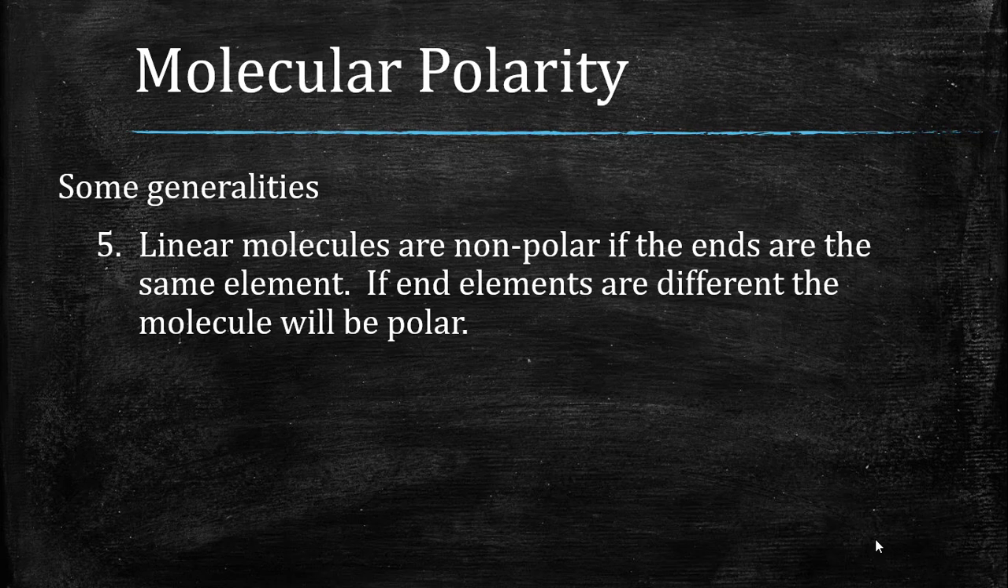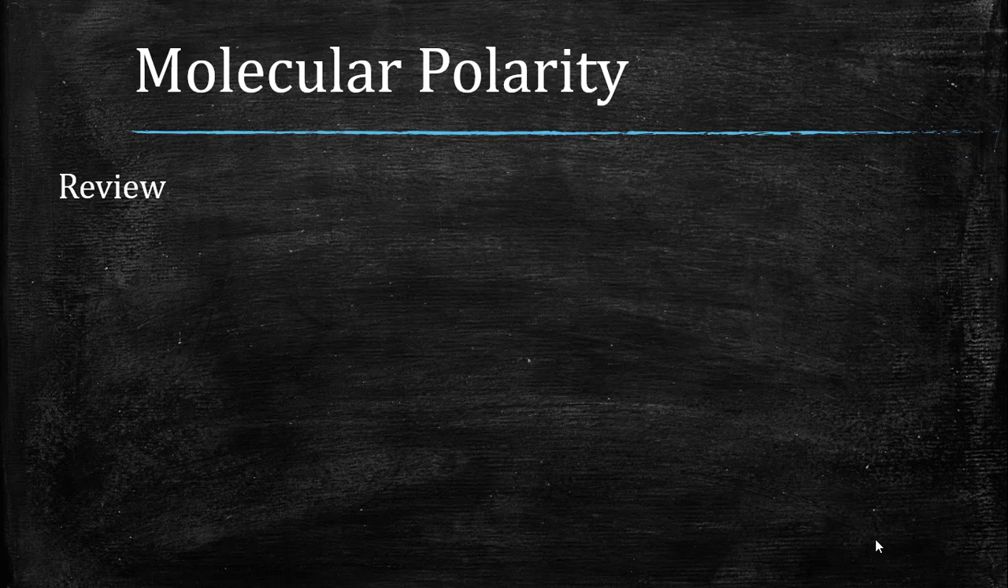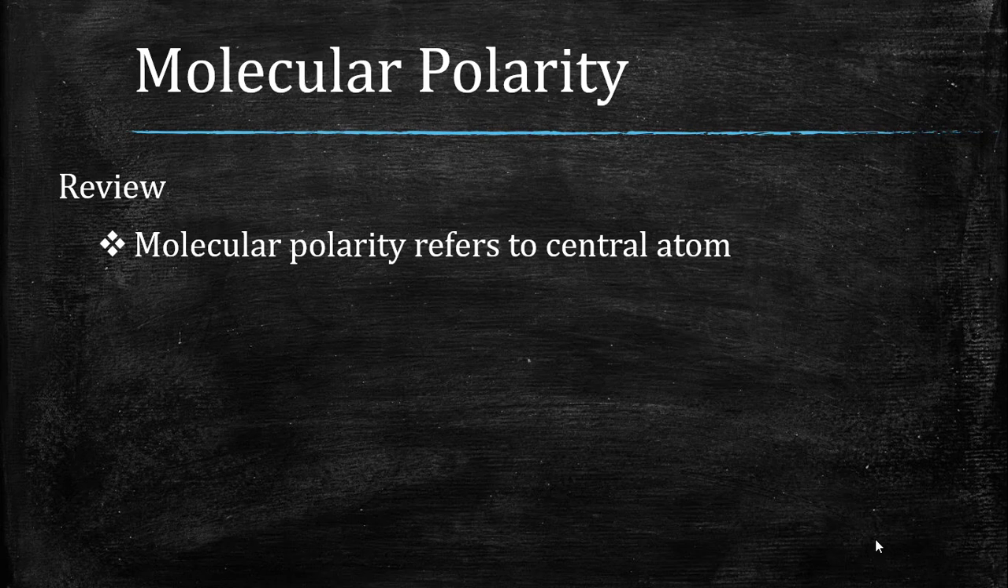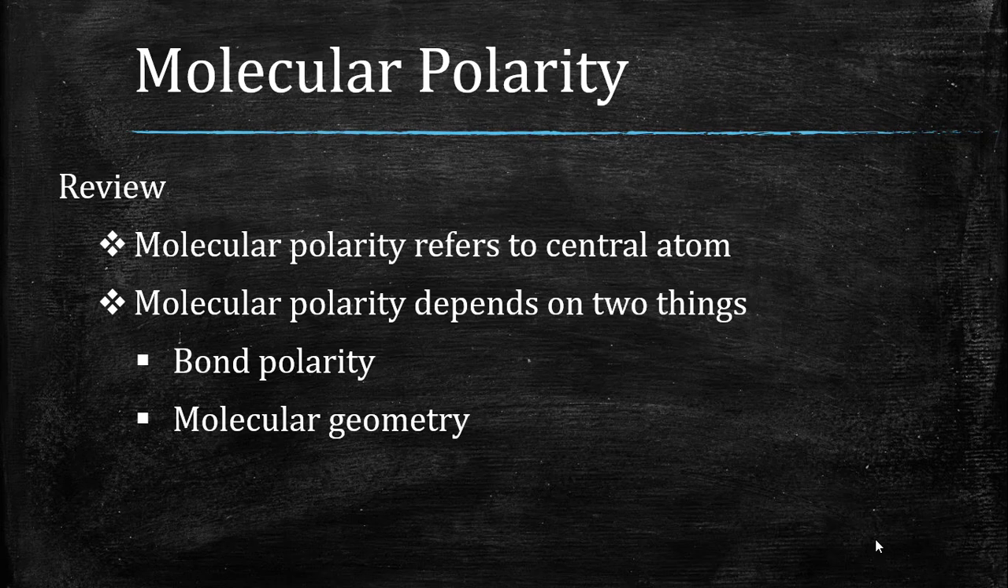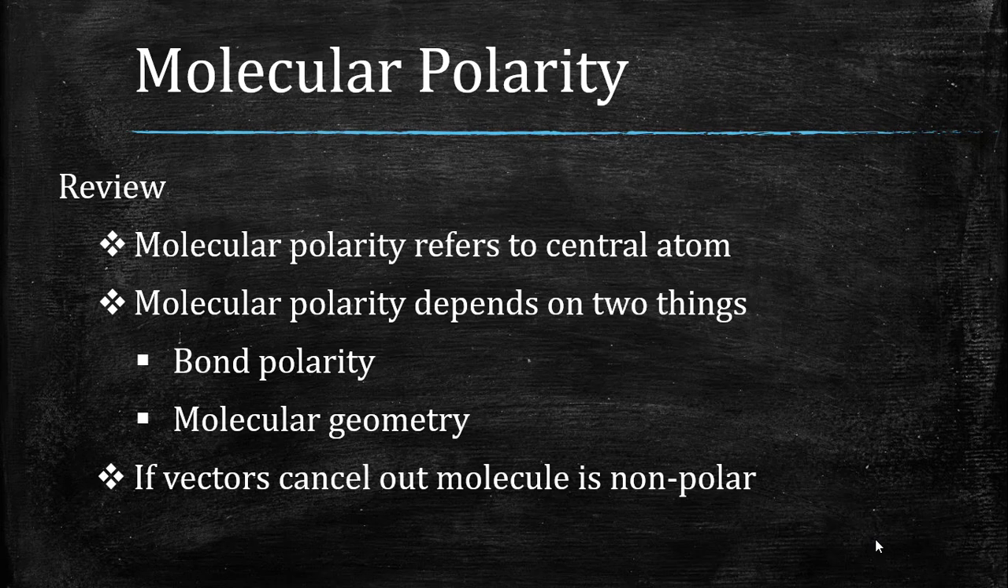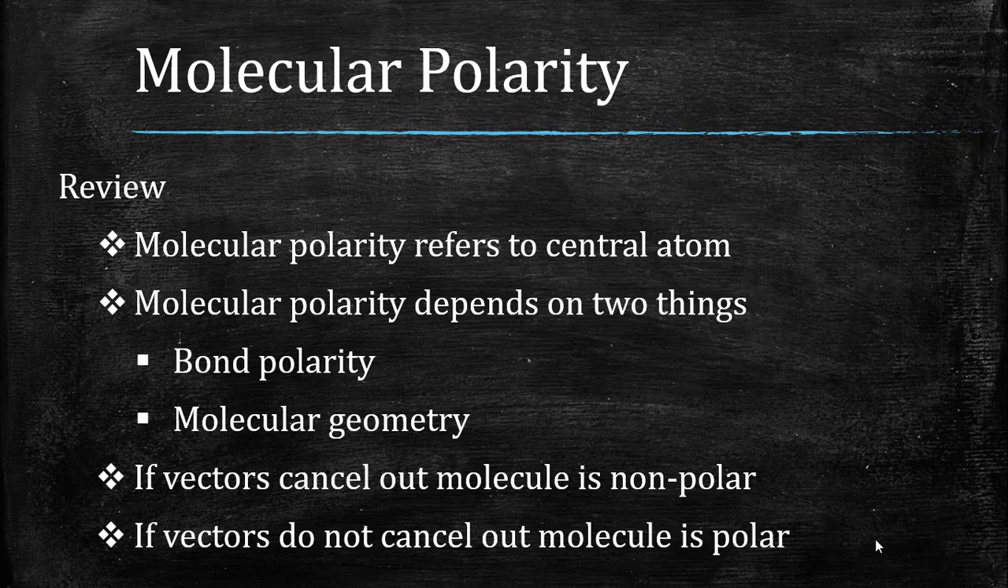And it's nice to know these generalities, but if worse comes to worse, remember, if you draw out the Lewis structure and draw out the vectors, you should be able to deduce the polarity. So to review, molecular polarity refers to the central atom. Molecular polarity depends upon bond polarity and molecular geometry. If the vectors cancel out, the molecule is nonpolar. If the vectors don't cancel out, you have a polar molecule.